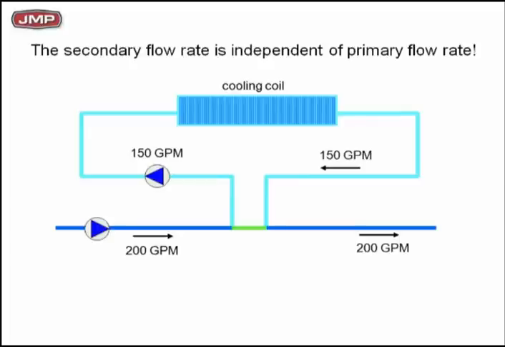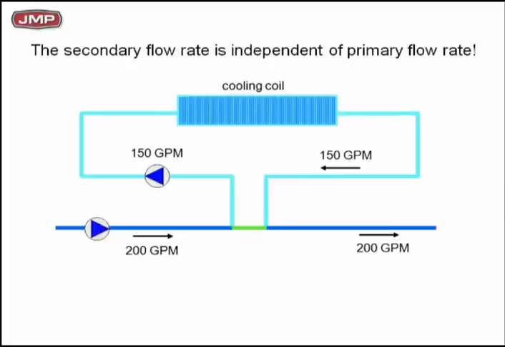We had 150 GPM in the secondary loop. Now we've increased the primary pump flow rate to 200 GPM. But look what happened to the secondary flow rate. Nothing. It stays 150. Nothing's happened. It's still the same flow rate.